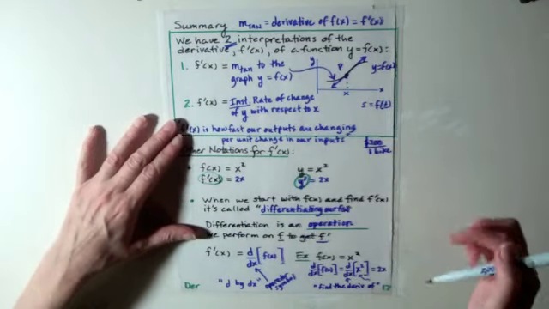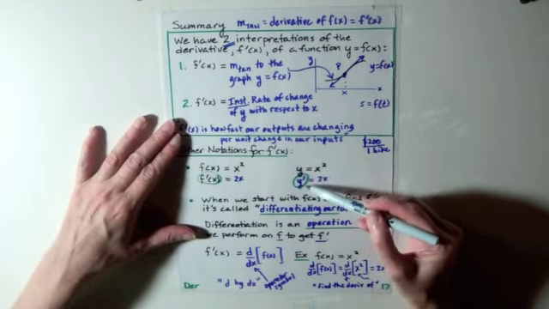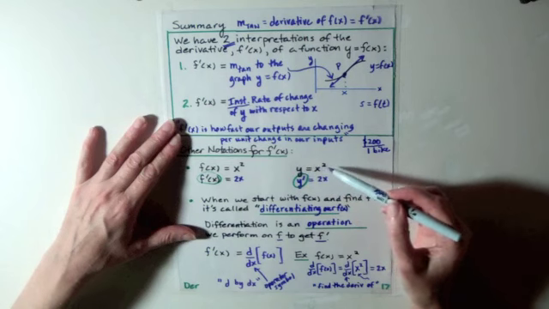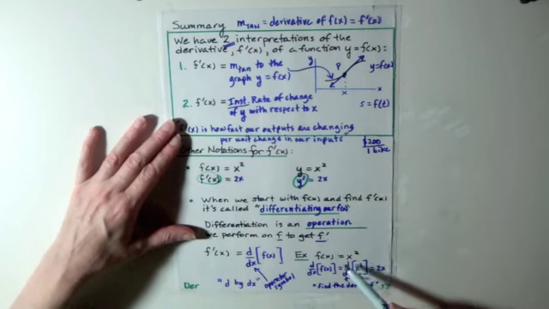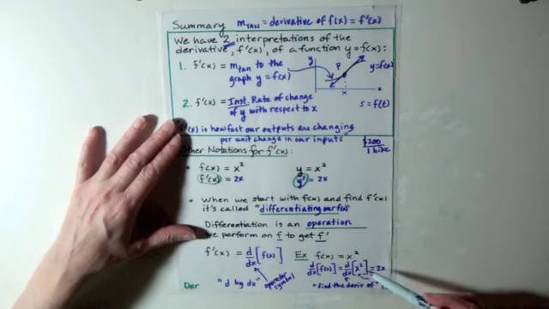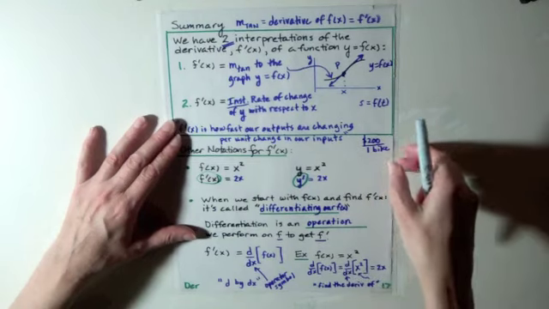So those are a couple of new notations for the derivative, y prime, if our original equation is written as a y instead of an f of x, or this operator notation. And this is just a symbol that means find the derivative of whatever function follows, whatever function is inside those square brackets.